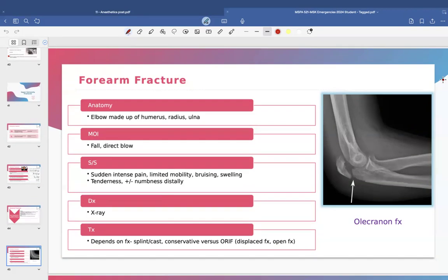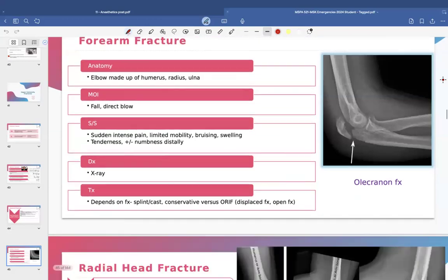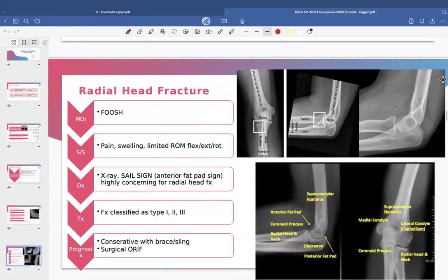Radial heads, the back side here. If you see any fractures here, this is typically patients that are falling on that outstretched hand again. They're going to have limited range of motion of their elbow. Tests love this one: the sail sign, with that big anterior fat pad. See that discoloration there? Sail sign. Radial head fracture.